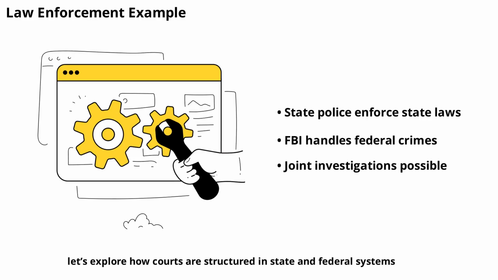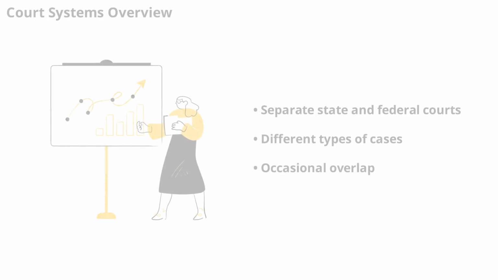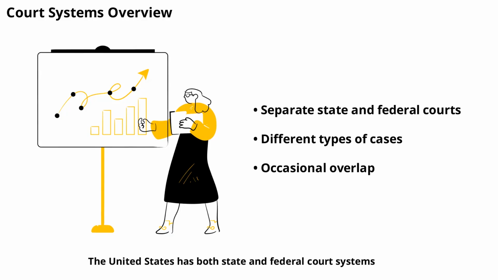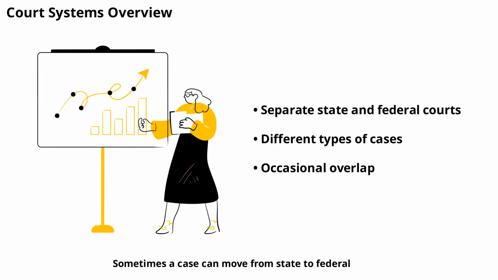Now, let's explore how courts are structured in state and federal systems. The United States has both state and federal court systems. State courts handle cases involving state laws, such as family disputes or traffic violations. Federal courts deal with cases involving federal laws, constitutional issues, or disputes between states. Each system has its own judges, procedures, and appeals process. Sometimes, a case can move from state to federal court if it involves both types of law.